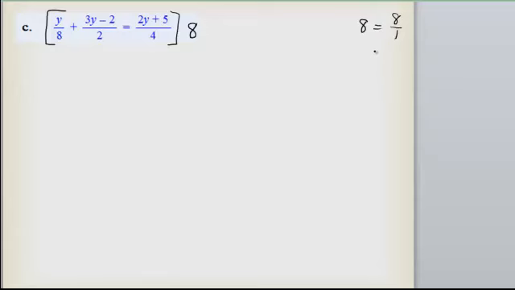Now I'm going to write out this next step, but in the future, it's okay to just leave this step out. What we want to do is multiply 8 by every one of these terms. So 8 times y over 8, and then we'll have the 3y minus 2 over 2 times that 8. And then the 2y plus 5 over 4 times 8.